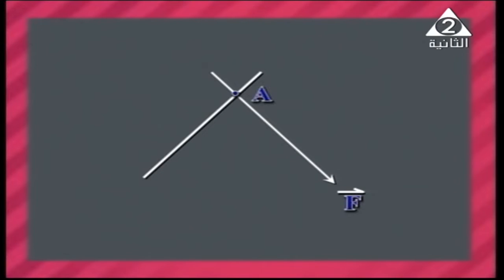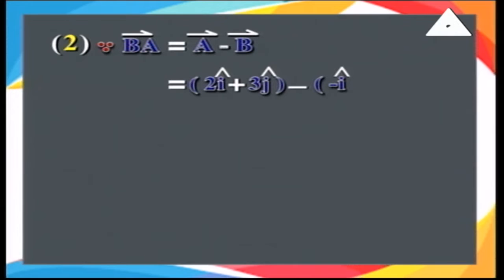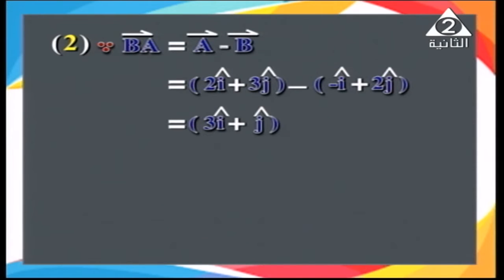My dear student, this force F acts at point A (2, 3), and this is the origin point O. This R1 is the position vector of A. Number 2, find the moment about B. Then vector BA equals A minus B: 2I plus 3J minus (-I plus 2J) equals 3I plus J. This is the position vector BA.